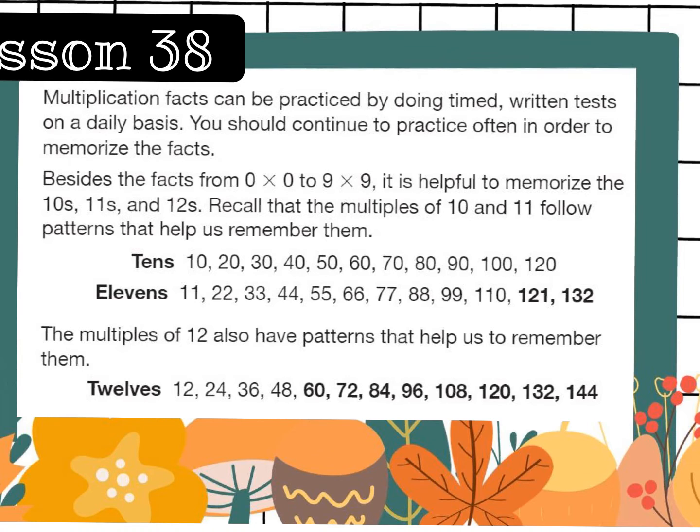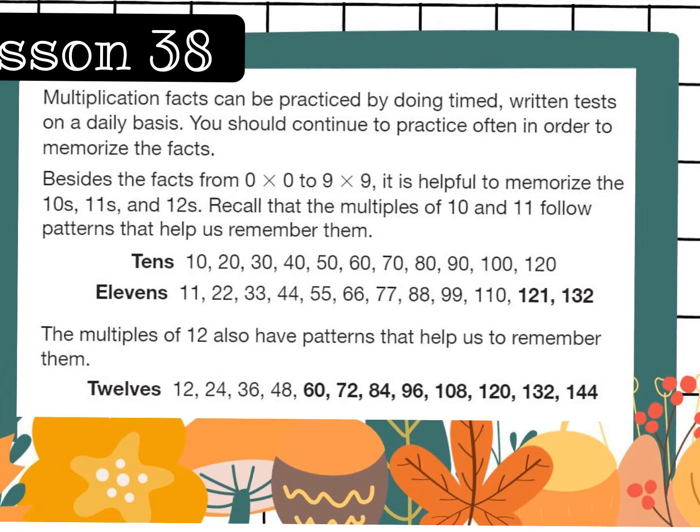11s, and 12s. Recall that the multiples of 10 and 11 follow patterns that help us remember them. 10s are easy because they all end in 0. 11s, you're just doing 2 of whatever number you're multiplying by 11. So if it's 11 times 3, there's 2 3s, 33. 11 times 4 makes 2 4s, 44. So you have patterns. When you get down to 11 times 11 and 11 times 12, that pattern no longer works. Those are memory facts.